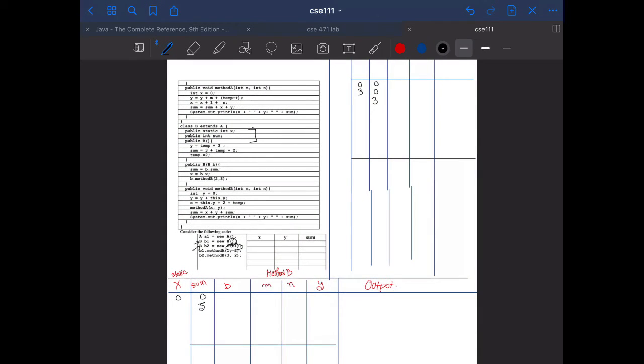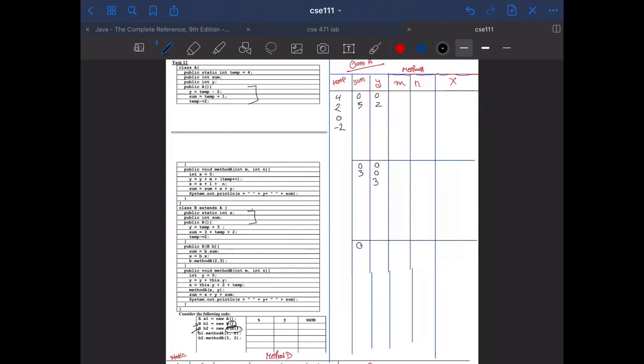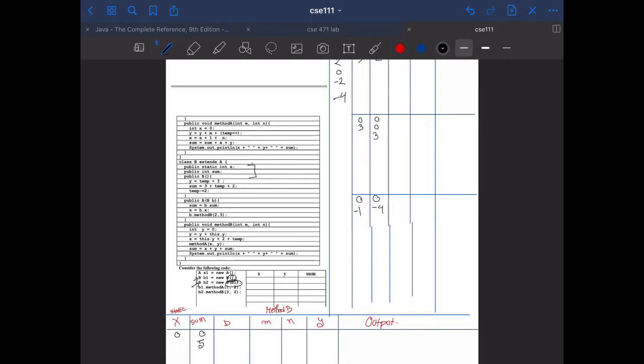As with all child objects, it would go to the parent constructor first, and sum is 0, y is 0, so y equals temp minus 2, so that would be minus 4, and sum would be temp plus 1, so minus 2 plus 1, that would be minus 1. Now temp minus 2, so temp is now becoming minus 4. And now it will go to its own class and run that.